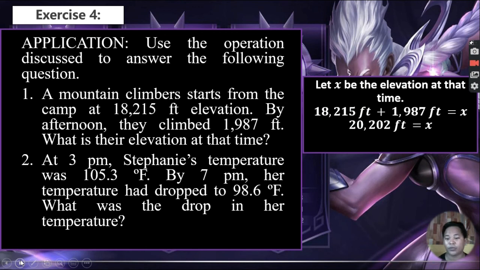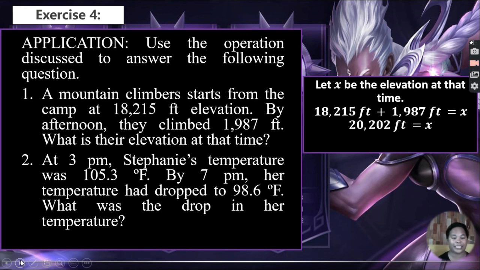So we're going to let x be the elevation at the time. If we're going to find the total elevation the climbers reached at that time, we add 18,215 feet plus 1,987 feet, which is equal to x. So the total elevation is equal to 20,202 feet that they have climbed. Do you understand? Or do you have questions? If you have questions, you can write them in our comment section.